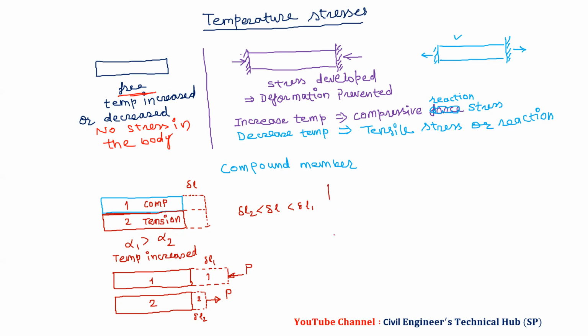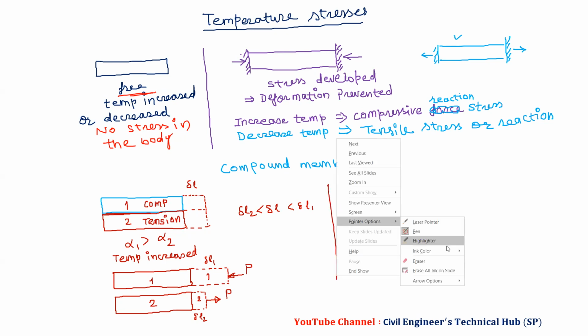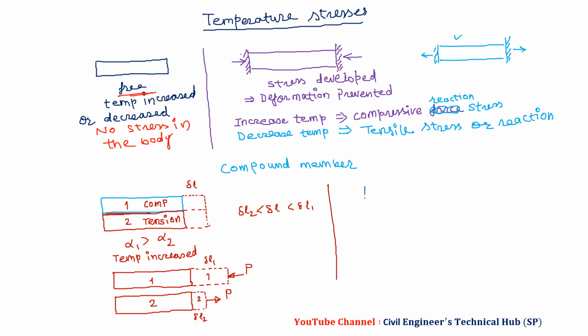Now we have the reverse. If temperature is decreased, the question may be in this fashion also, and you should be in a position to explain what will happen in this case. I will draw the same: I have this as 1 and this as 2. What will happen in this case? This will reduce, so we have this in this fashion. This will be delta L1, where we have decreased temperature. Then this one will decrease less, which will be delta L2.